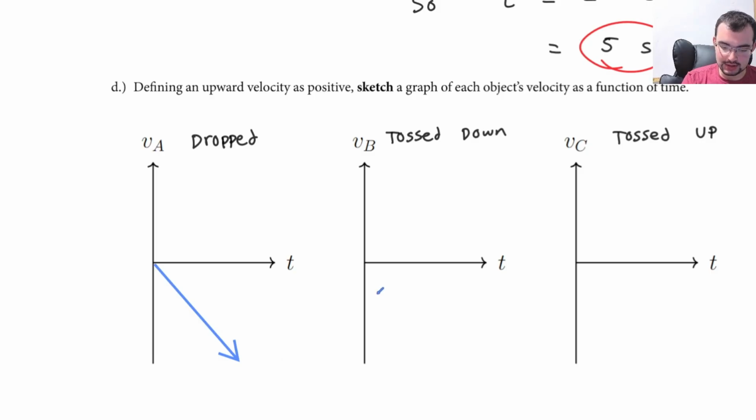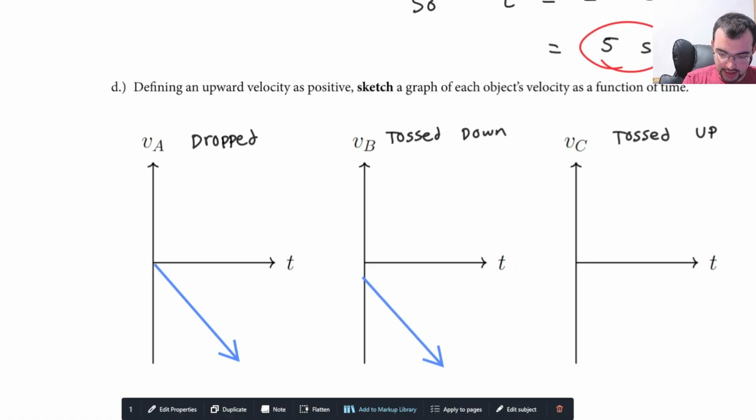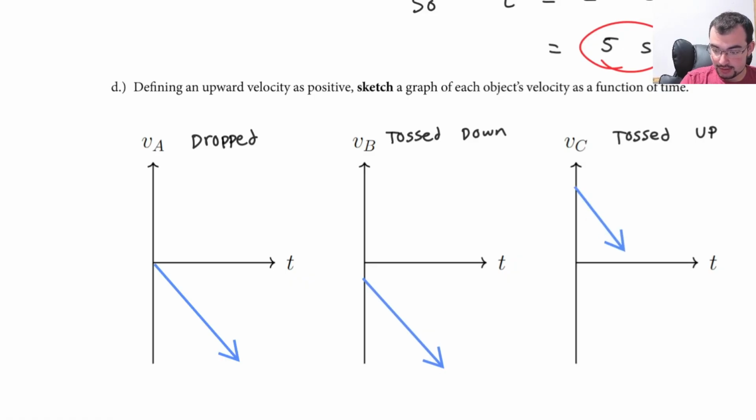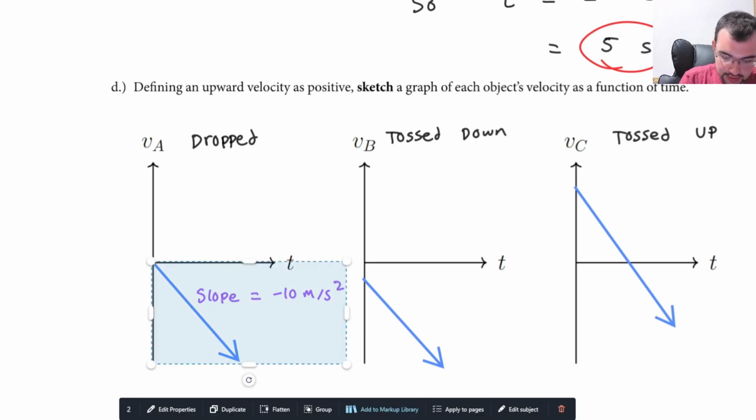Now, if I toss it downwards, it's the same graph. It's just going to have a negative y-intercept. And then tossing up an object, same idea. I'm just changing the y-intercept again. And I think it's worth noting explicitly here that the slope is equal to negative 10 meters per second squared in all of these cases.